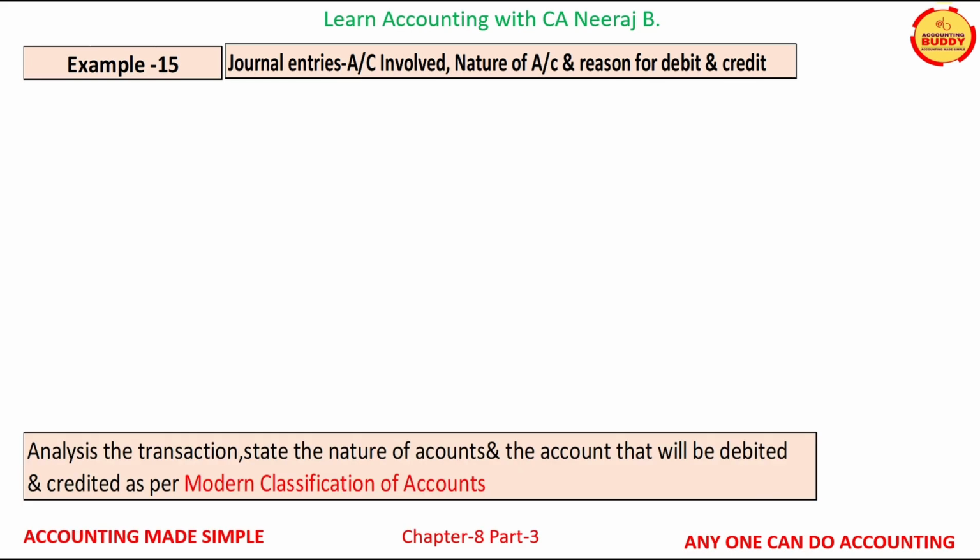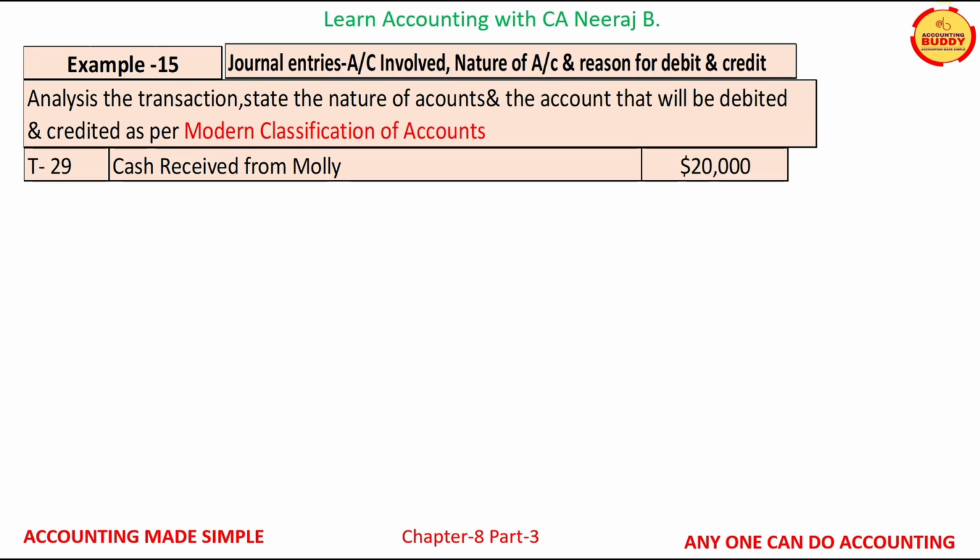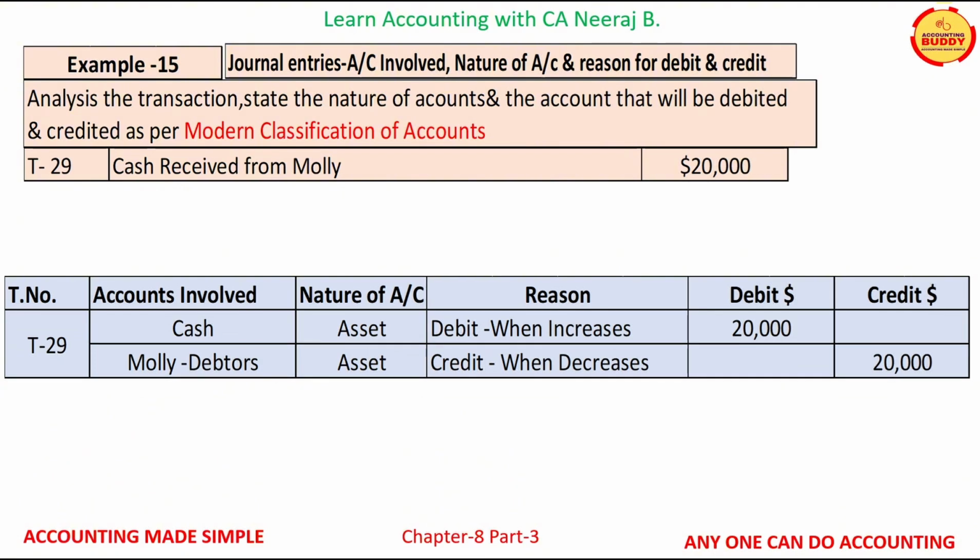Another illustration on your screens is: analyze the transactions, state the nature of accounts and accounts that will be debited and credited as per modern classification of accounts. Transaction T29 on your screens is cash amounting to $20,000 received from Molly. The two accounts which are affected are cash account and Molly's debtor account.